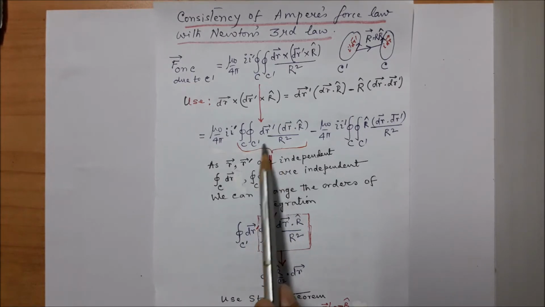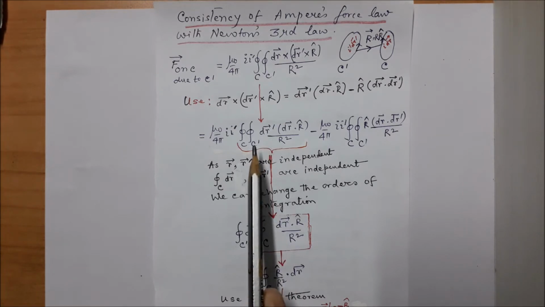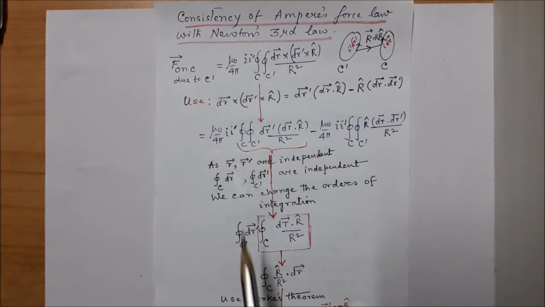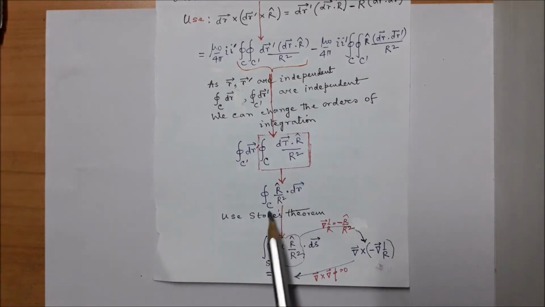Here in this expression, integration is to be performed over C prime first and then over C, but here the order has been interchanged, first integration over C and then integration over C prime. Now let us consider the integration over C, which can be recast in this form.